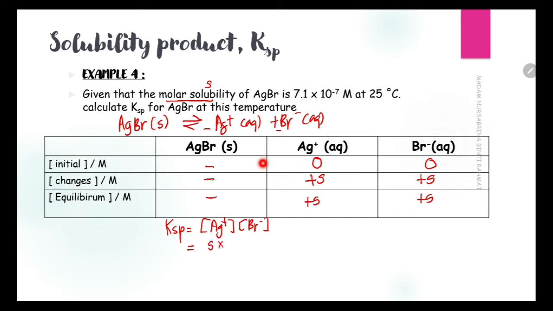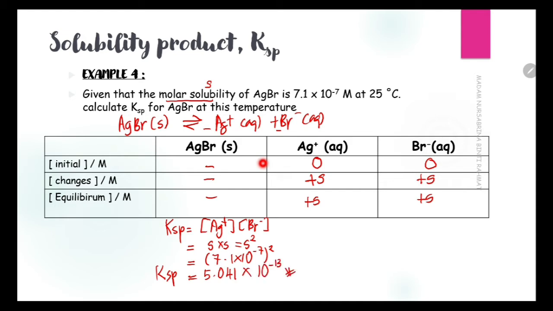So S times S is equal to S squared. They already give you the molar solubility, so you can substitute the value of S into the expression, to the power of 2. And you will get your Ksp value to be 5.041 times 10 to the power of negative 13.